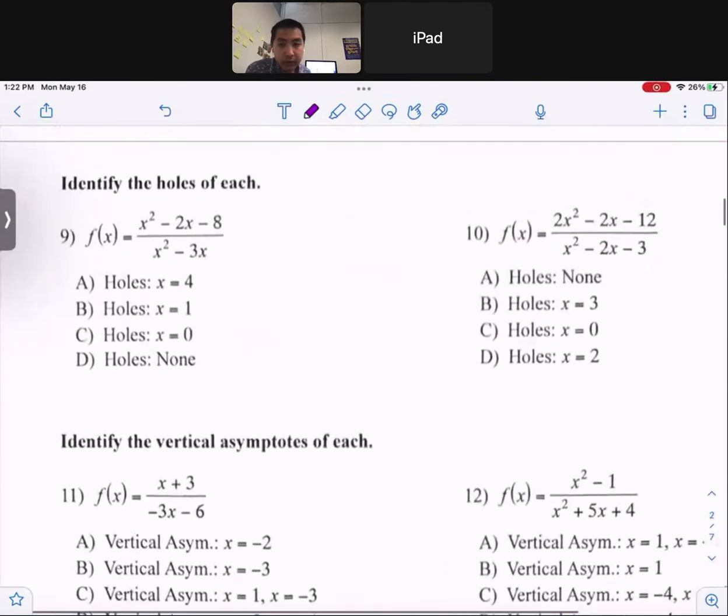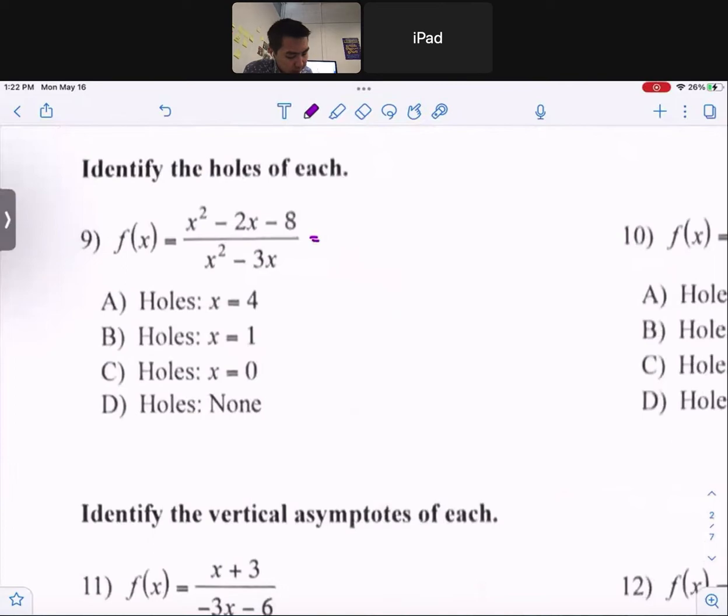For the hole, to find your hole, you need to factor out everything and cancel. If you have a cancellation, then you set what you canceled equal to 0, and that's how you find your hole. So for example, number 9. First rule is you should factor out everything: x minus 4 times x plus 2, all over x times x minus 3. Does anything cancel? No, nothing cancels out from top and bottom, which means you don't have a hole. You only get a hole if you can cancel from top and bottom.